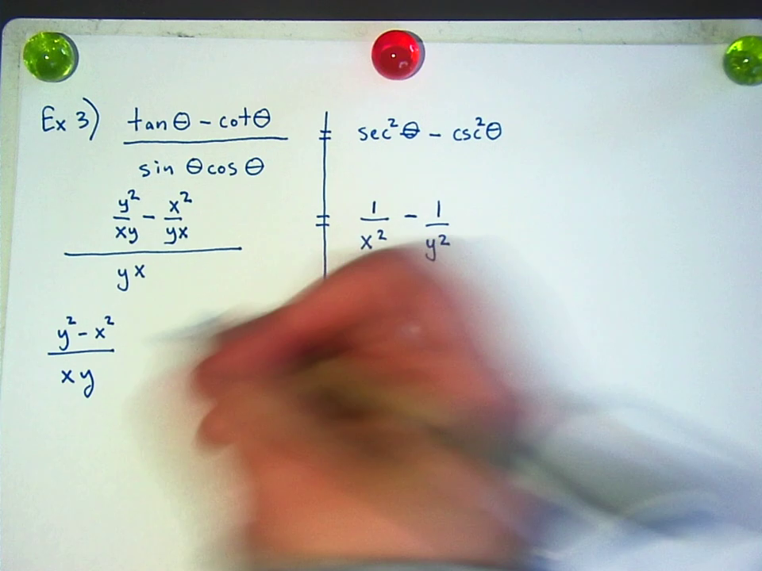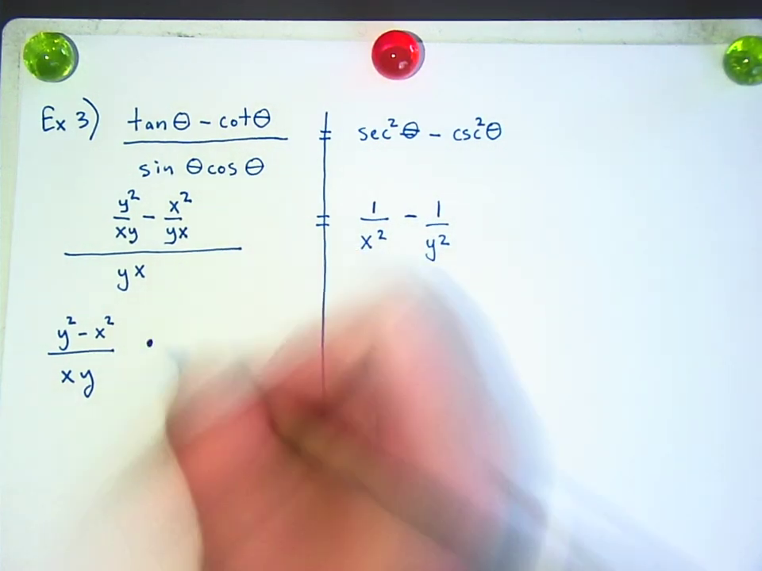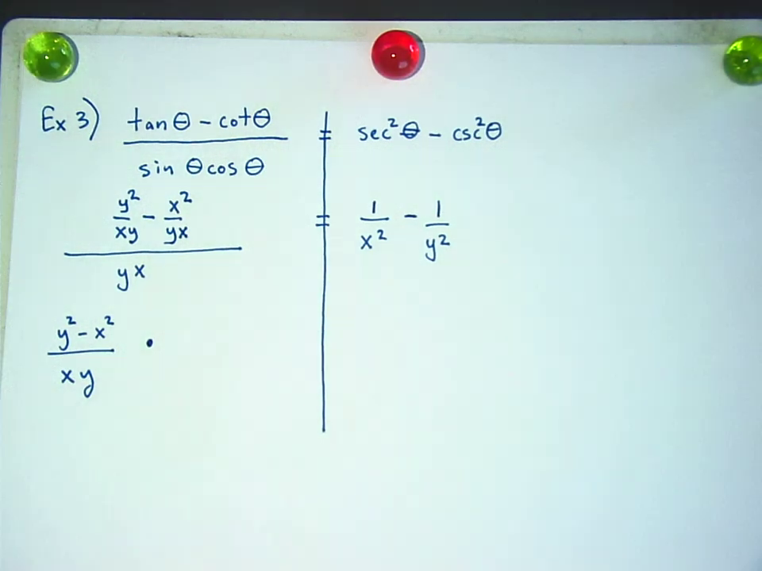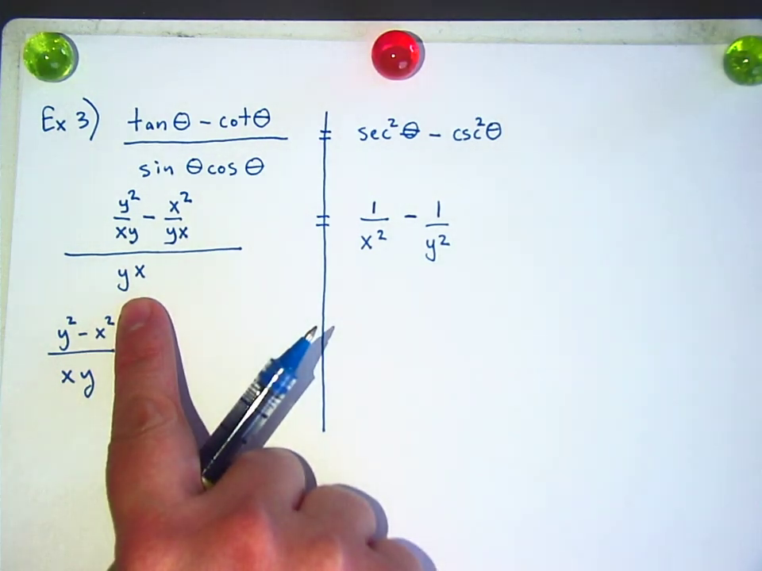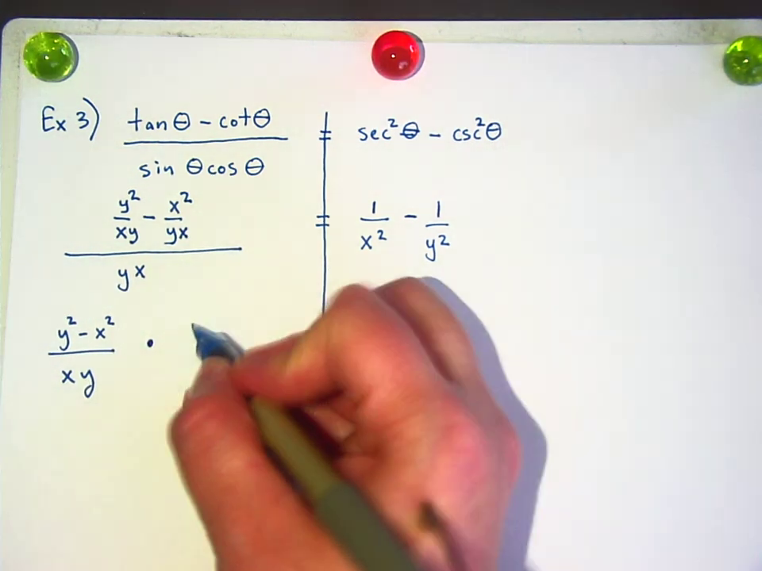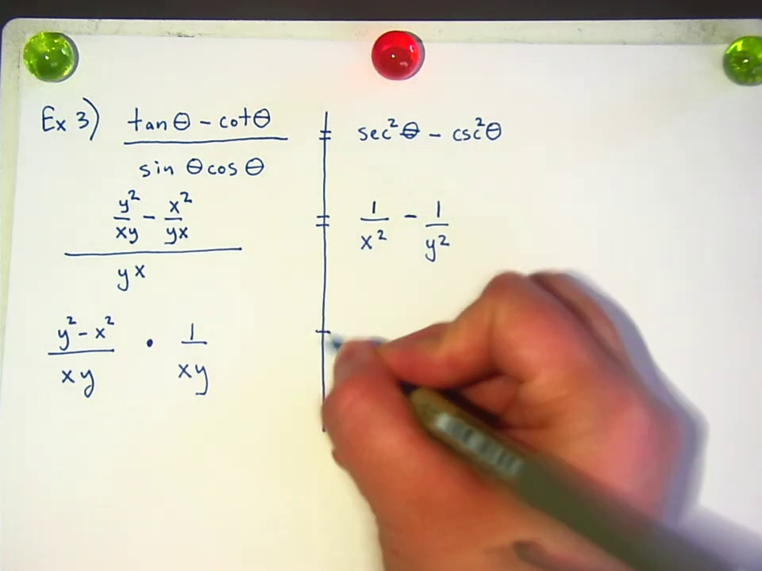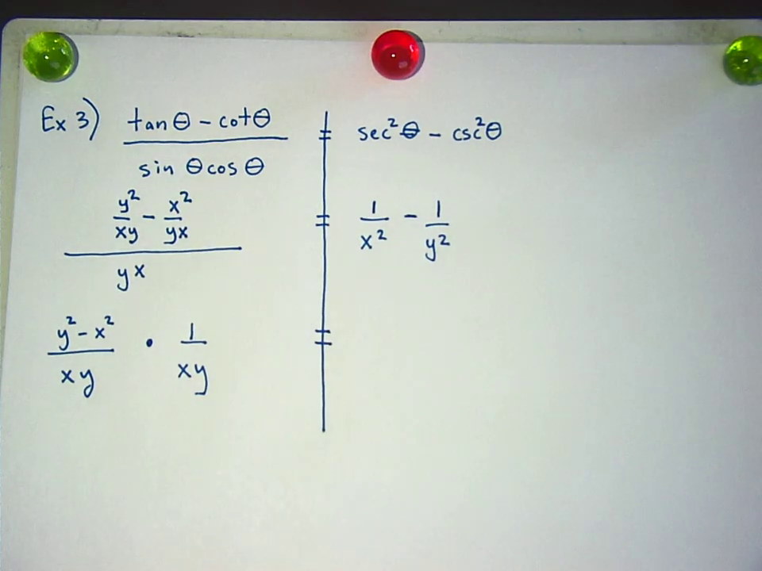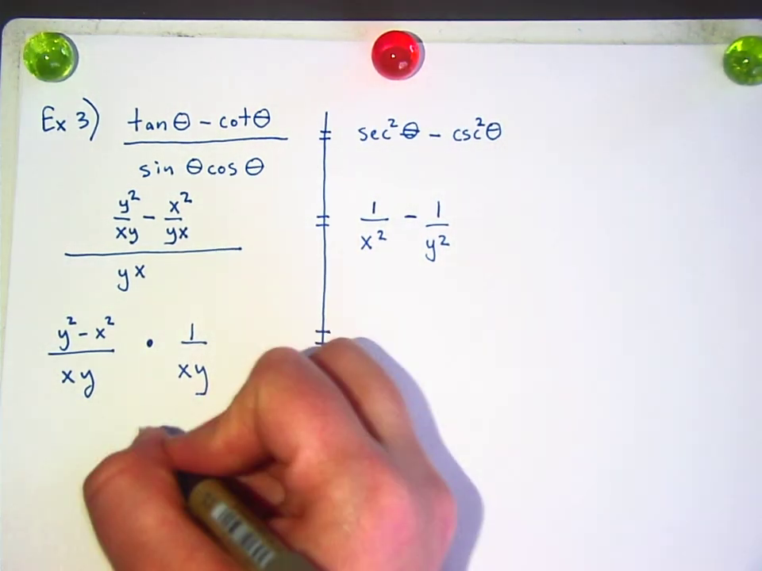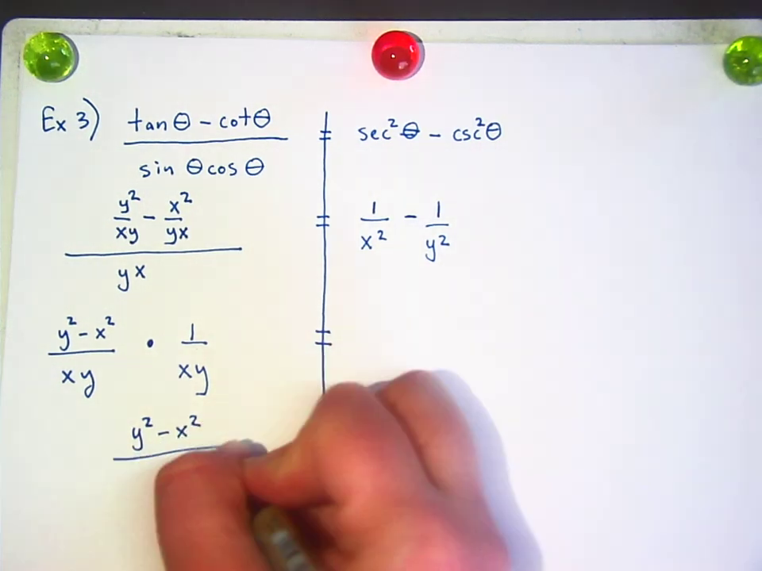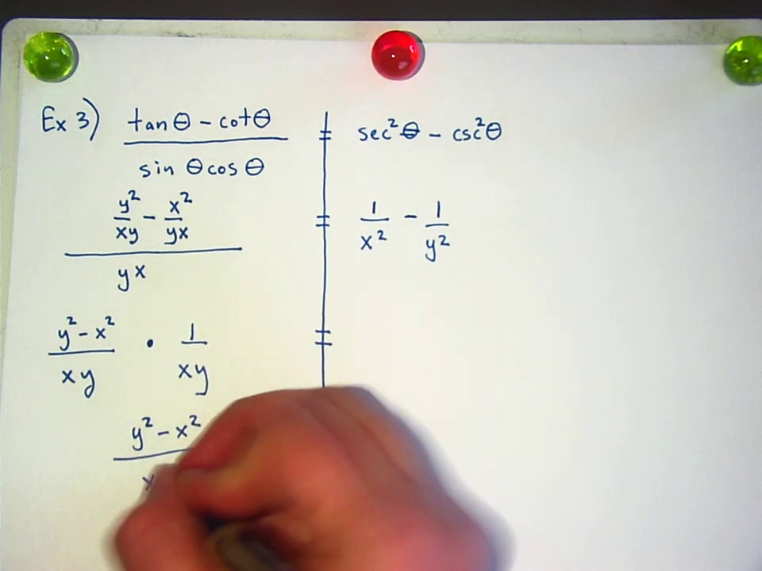I'm going to change it like this. Can we do a times here? Normally I would divide by xy, but instead I'm going to times by 1 over xy. Is that too many steps at once? Now what? Multiply on this side, across. Okay, so that would be y squared minus x squared over xy times xy is x squared y squared.